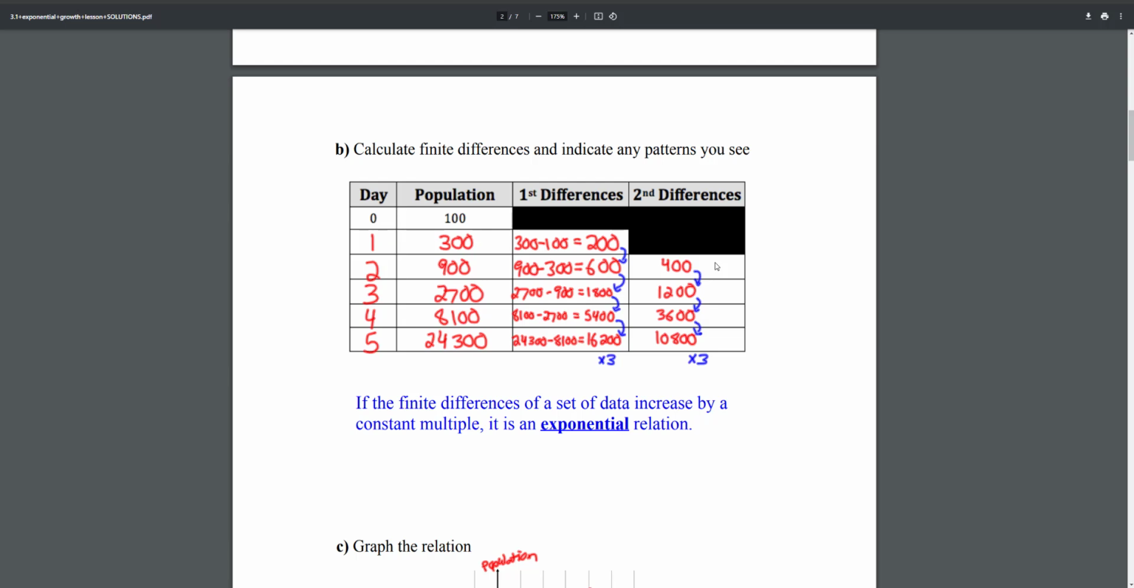So you're dividing the second value from the top value. So 600 divided by 200, and you'll get a value of 3. 1800 divided by 600, you'll get a value of 3. And so on. And you keep doing that. You do that for the first differences and second differences, and you realize that the common ratio is 3, and that's an example of an exponential relation or function.